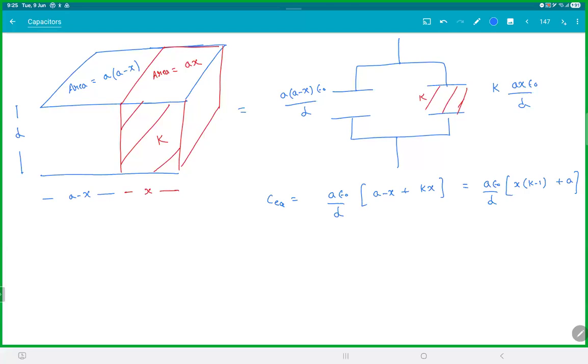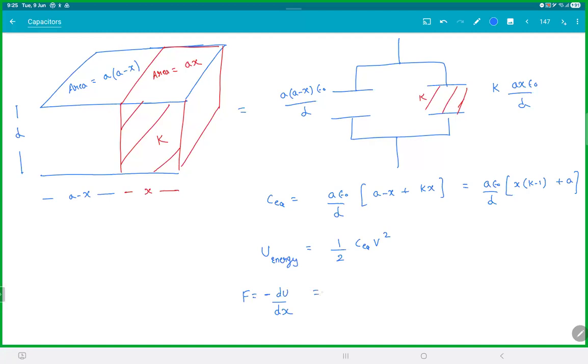And now, how do we get force from here? We got C equivalent. So the energy stored is half C equivalent V square. This is connected to a battery. Does anyone remember how to get a force from energy? F is equal to minus dU by dx. That is how you get the force. We don't get it from Coulomb's law or something. We get it from energy.